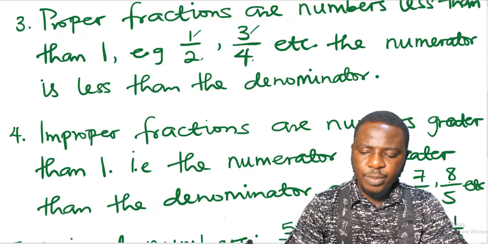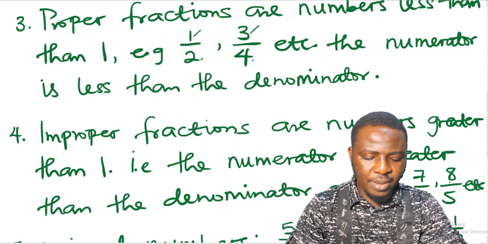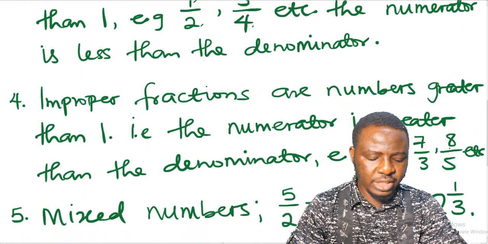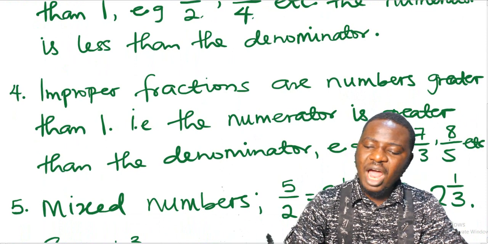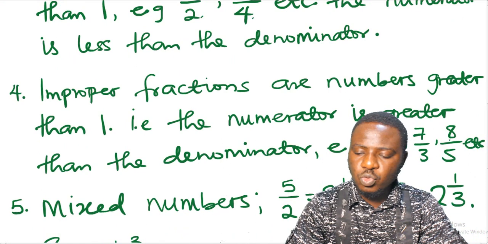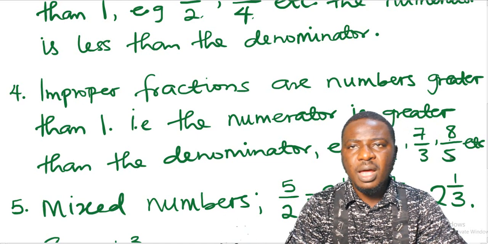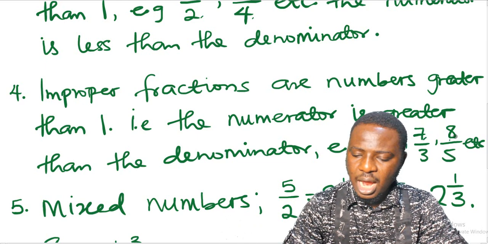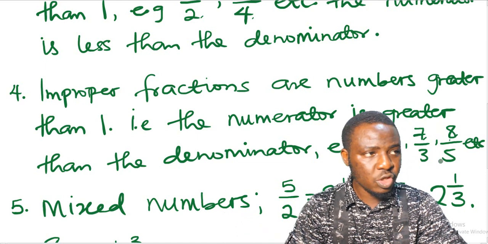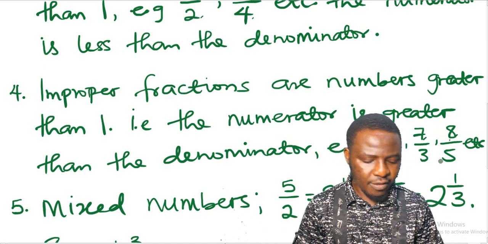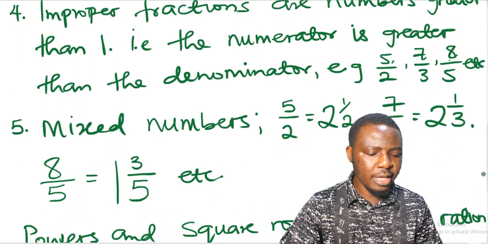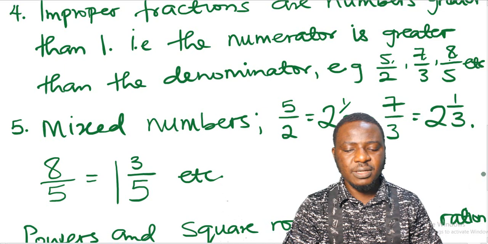4. Improper fractions are numbers greater than 1. That is, the numerator is greater than the denominator. When you have a fraction of this form, 5 over 2, 7 over 3, 8 over 5, we refer to them as improper fractions, reason being that the numerators are greater than the denominators. Another example of a rational number includes mixed numbers.